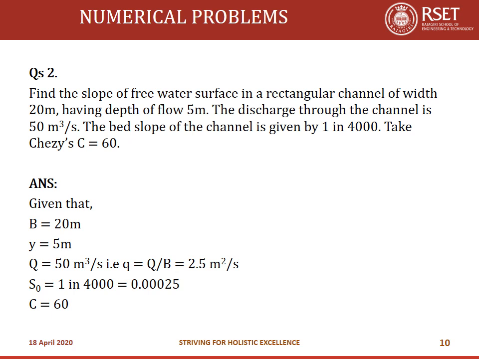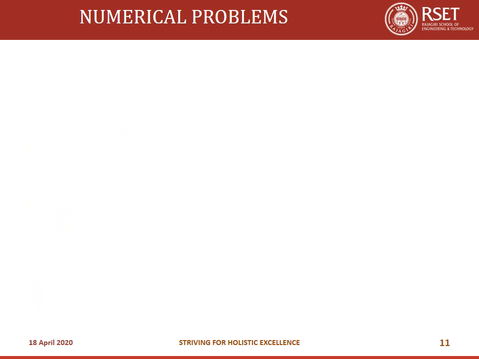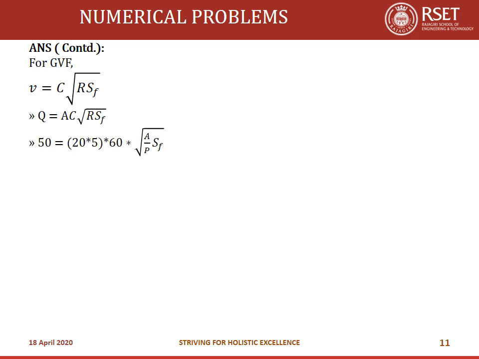So Chezy's C is given, and I know that V is equal to C root of R S naught was the equation for uniform flow. So for non-uniform flow it is going to be V is equal to C root of R SF. So for gradually varied flow, V is equal to C root of R SF. If velocity is C root of R SF, discharge is area into C root of R SF. Discharge value is given to us. Area is 20 into 5.